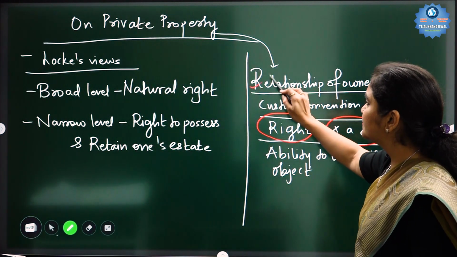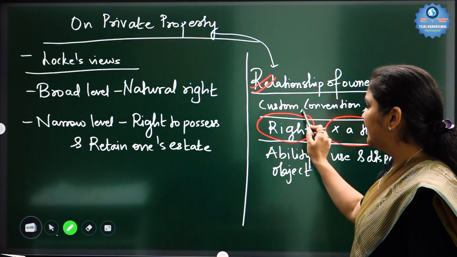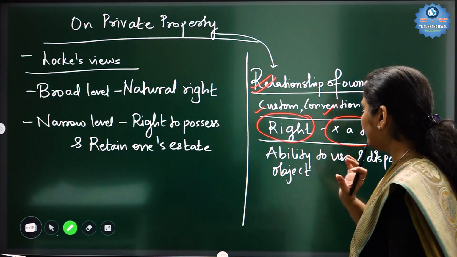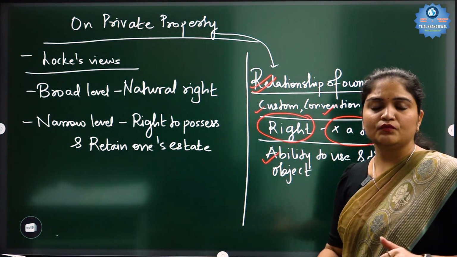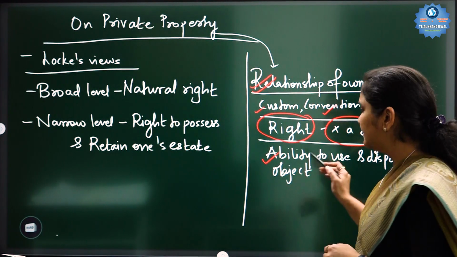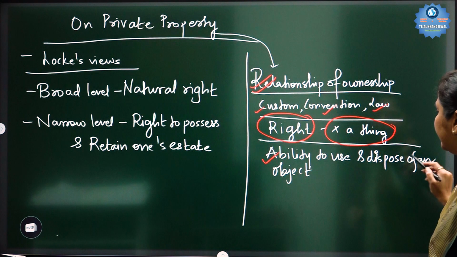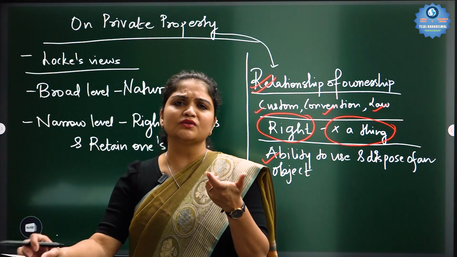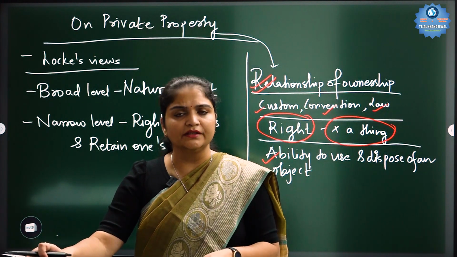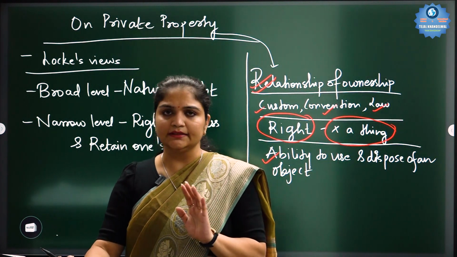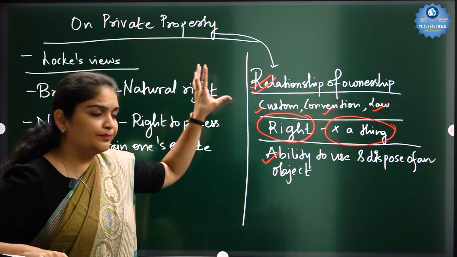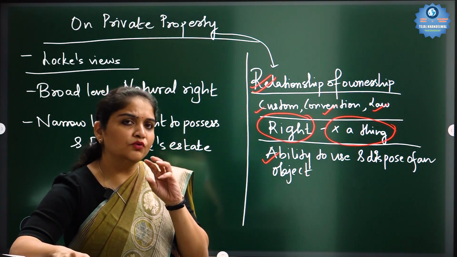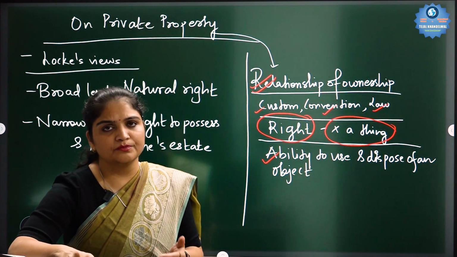So it is like a relationship of ownership. It can be defined by some custom, by some convention, as well as by some law. And what is the implication of this? It gives the ability to use and dispose of an object. So obviously there is also some element of responsibility if you have a property, to preserve it, to maintain it and do other things. Fine. So this is the concept of property. Property should not only be looked at as a thing. Okay, it should be looked at more as a right or a relationship of ownership.